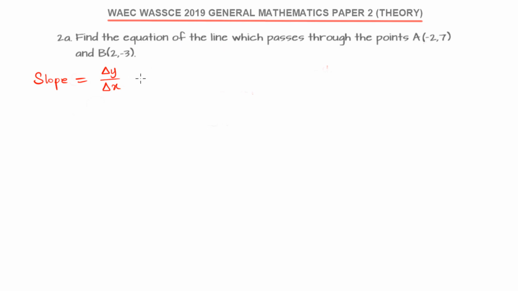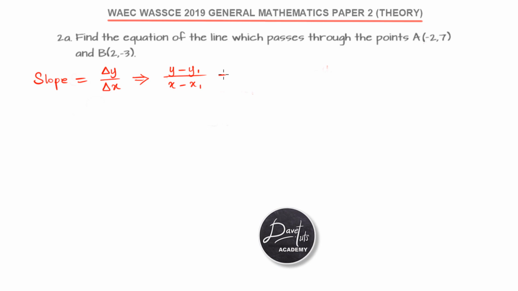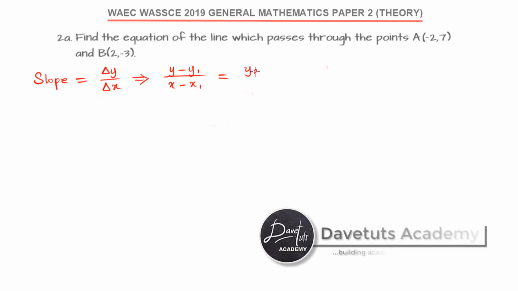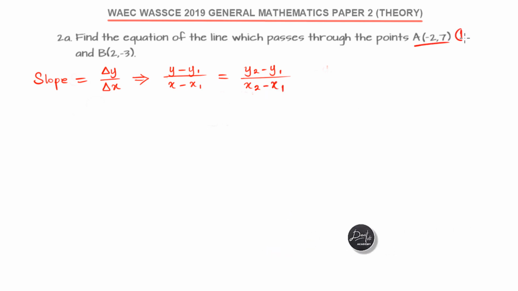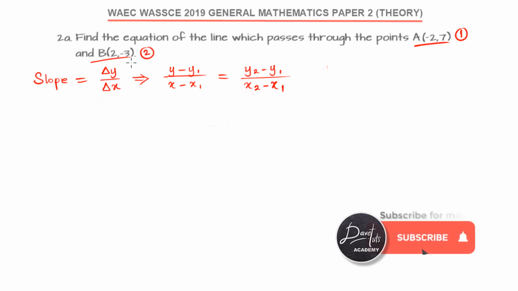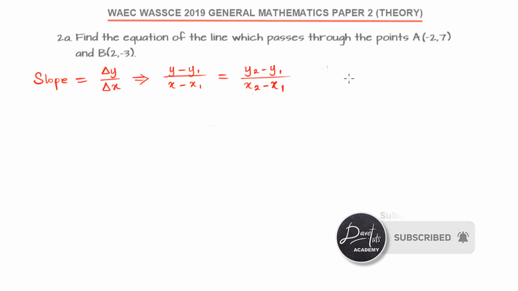Now, just for the sake of explanation, slope is the change in the y-axis divided by the change in the x-axis. And that change, you can say it's y minus y1 over x minus x1. And the same slope will also be y2 minus y1 over x2 minus x1. In fact, this is the equation of a straight line, and the x1, y1 and x2, y2 can be gotten from the points that we have been given.